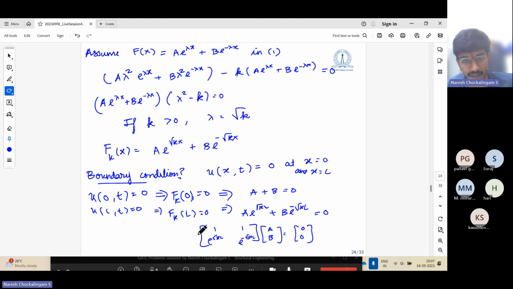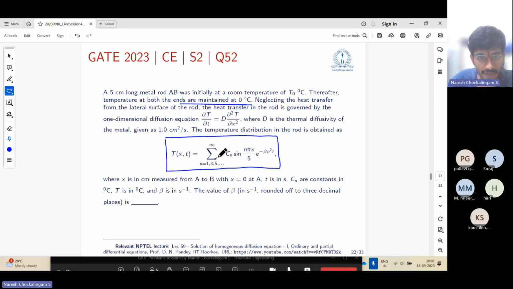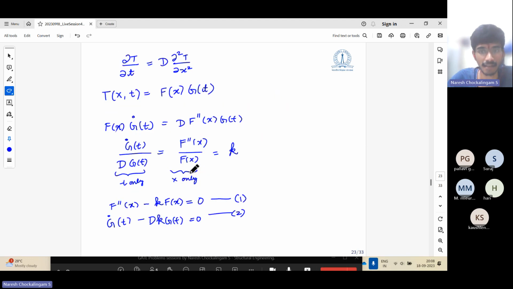So if you take the determinant of this, it is never 0. Therefore, a is equal to 0 and b is equal to 0. But this is a useless solution. Why? If a is equal to 0, b is equal to 0, then f_k of x is always 0, which means u equal to 0 is the solution. But that is not what we want. We want a non-zero solution. So we know that if you just substitute 0 on both sides of this equation, the temperature is 0 everywhere at all times. That's the obvious solution, but that is not what we want. We want to get a solution that satisfies the initial conditions.